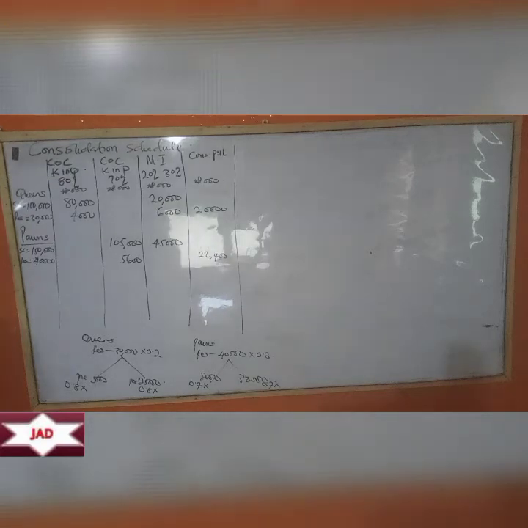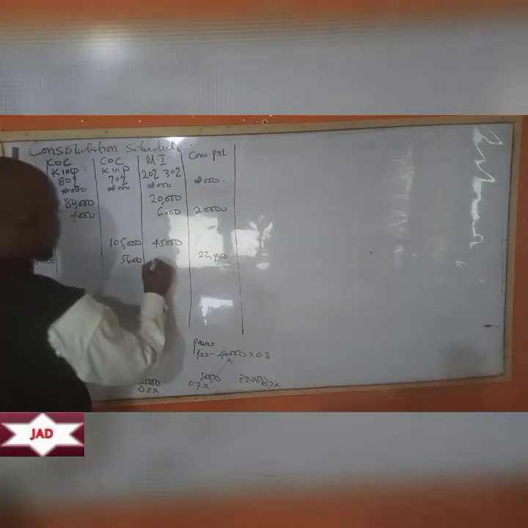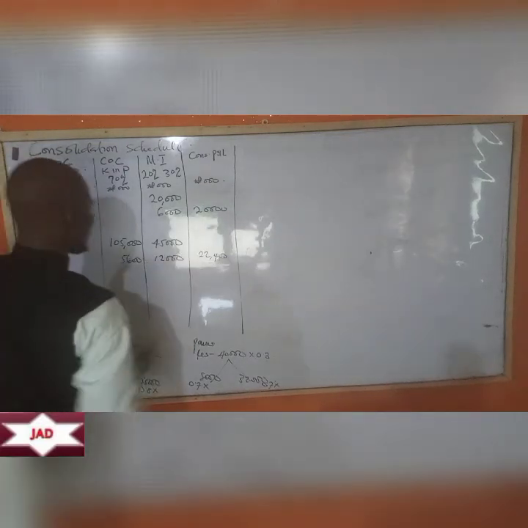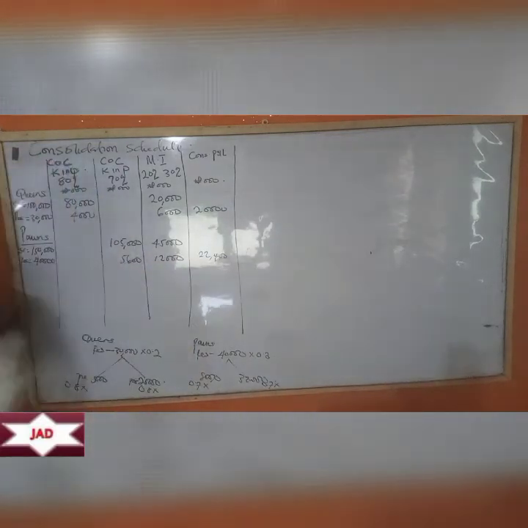That's 12,000. So if you add all, it should give you 40. Okay? 5,600 plus 12,000 plus 22,400. That's it. So let's go.